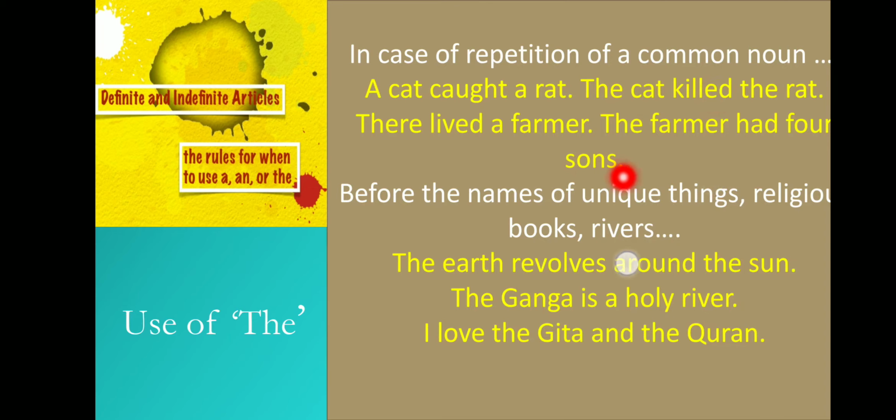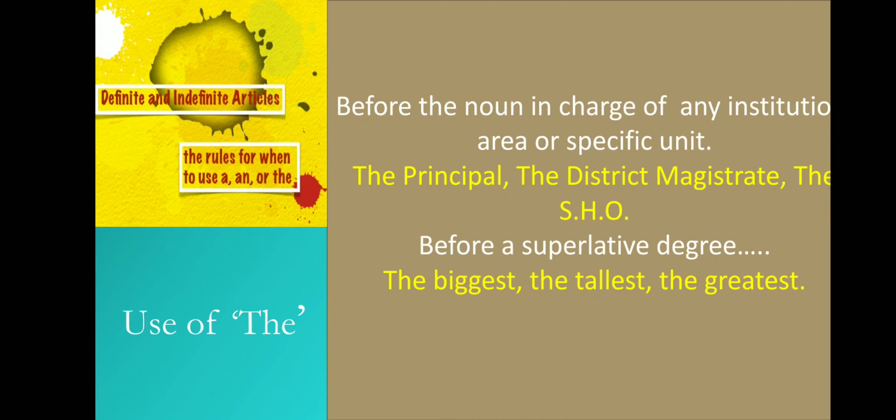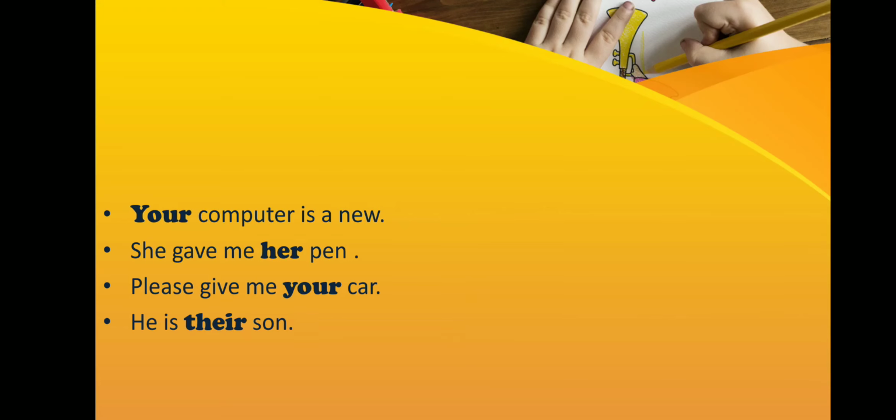Before the names of unique things, religious books, rivers, for example, the earth revolves around the sun, the Ganga is a holy river, I love the Gita and the Quran. So here we use the definite article "the". Before the noun in charge of any institution, area or specific unit, we also use the definite article "the". For example, the principal, the district magistrate, the SHO. Before superlative degrees, we also use the definite article "the": the biggest, the tallest, the greatest, etc.